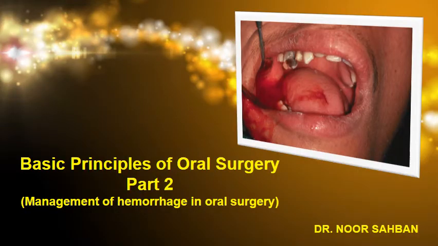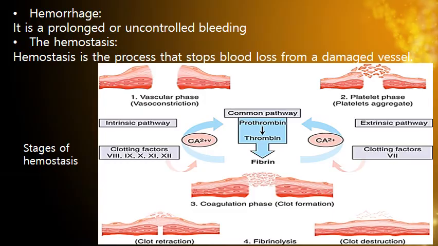The second part, the subject of basic principles of oral surgery, is the management of hemorrhage. It is an important subject, could occur to any dentist during normal extraction or any minor oral surgery. So every dentist should know how to deal with any case of hemorrhage and bleeding. What is hemorrhage? Hemorrhage is a prolonged or uncontrolled bleeding. It is a common complication in oral surgery.